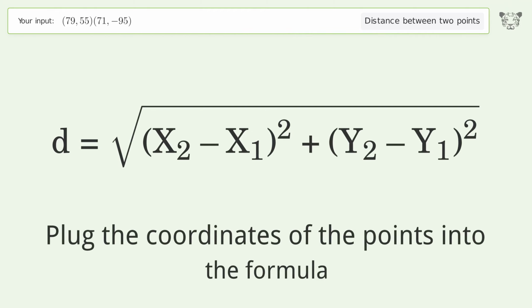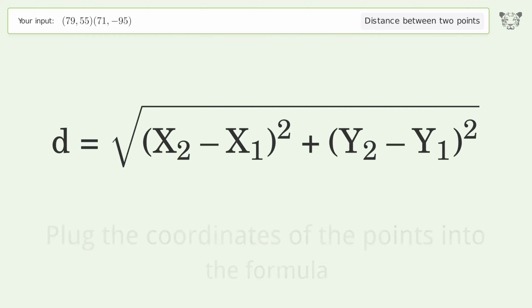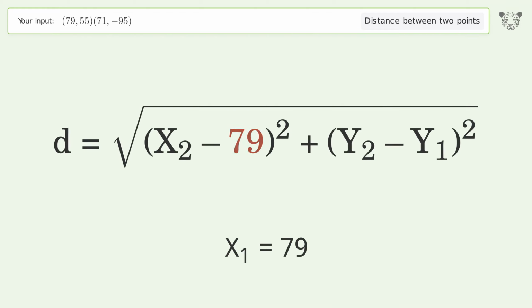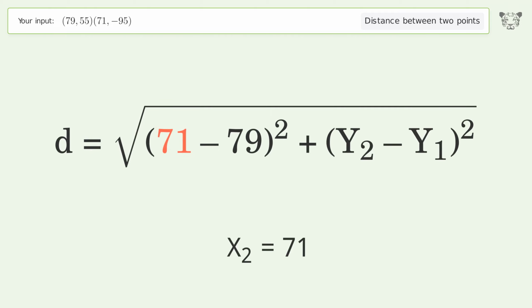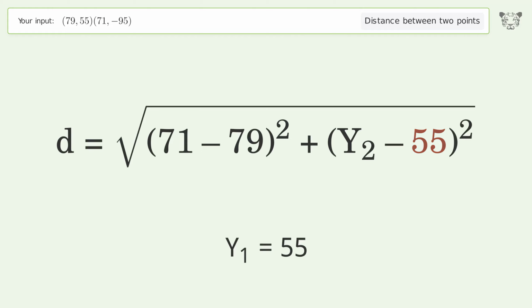Plug the coordinates of the points into the formula. x1 equals 79. x2 equals 71. y1 equals 55. y2 equals -95.